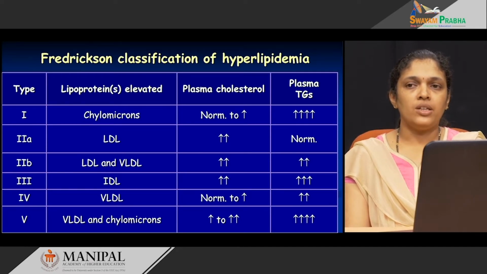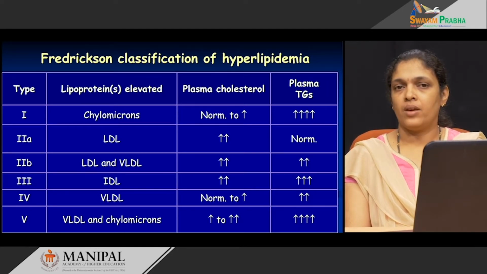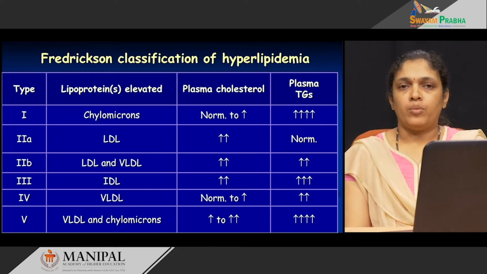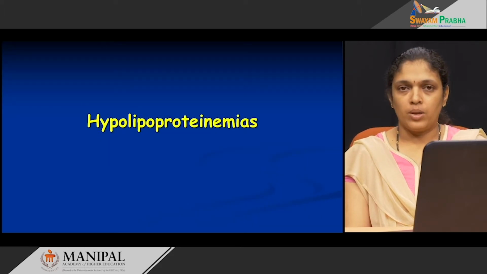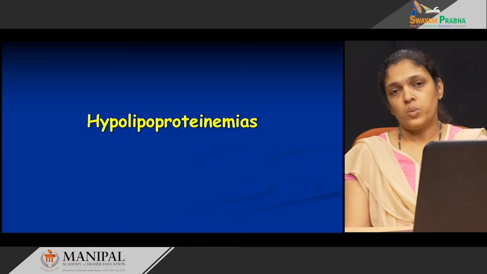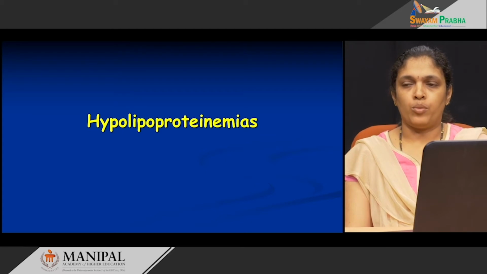So, these are some conditions which belong to the category of primary hyperlipidemias. As said earlier, there are two types, primary and secondary. So, this classification tells us about the primary reasons or the genetic defects which would indirectly lead to an increase in the levels of cholesterol or the triacylglycerols. So, this is about the hyperlipoproteinemias. On the other hand, we have what are called hypolipoproteinemias, which means that these are the disorders wherein you have low levels of lipoprotein.